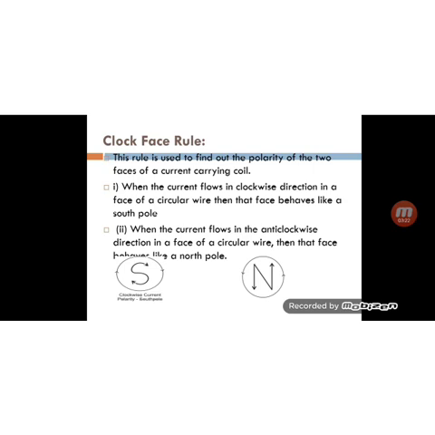What is the clock face rule? When the current flows in a clockwise direction in the face of a circular wire, then that face behaves like a south pole. That is, if you look from one end of the solenoid and see the current flowing in the clockwise direction, then that end will behave like a south pole and the other end will act as the north pole. When you look from that other end, you will see the current flowing in the anti-clockwise direction. Anti-clockwise direction means north pole. You can easily understand this from these two figures, where S is written for the end drawn with clockwise direction and N for the end drawn with anti-clockwise direction.